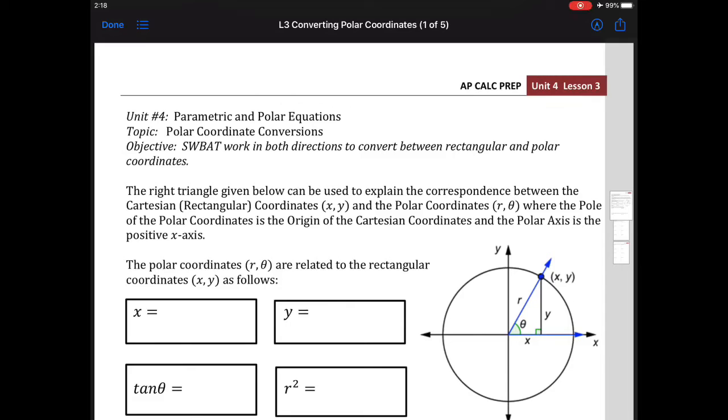Welcome to Unit 4, Lesson 3. Our topic today is polar coordinate conversions. So let's get started with that.